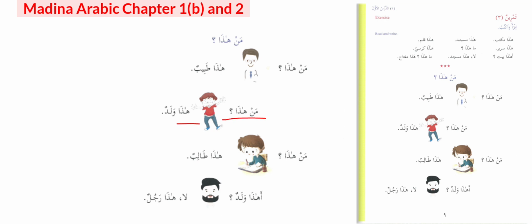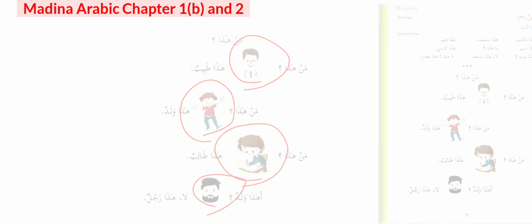Man haza waladun. Okay, tabib means doctor, walad means boy. Okay, now man haza, who is this? Haza talibun. What would this be? Student. Haza talibun. Ahaza waladun. Is this a boy? Now we see this person has a long beard, so it must not be a boy, it must be a man. La, no. Haza rajulun. This is a man. It's not a boy, it's a man.